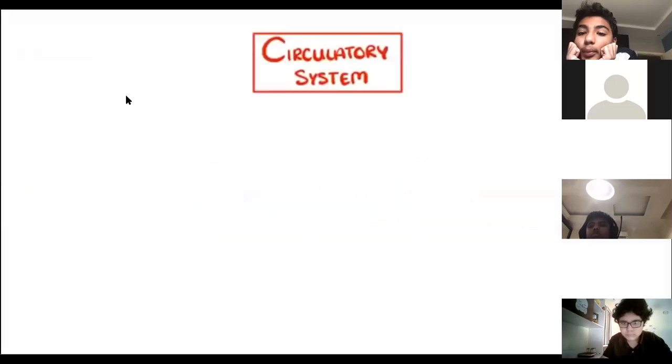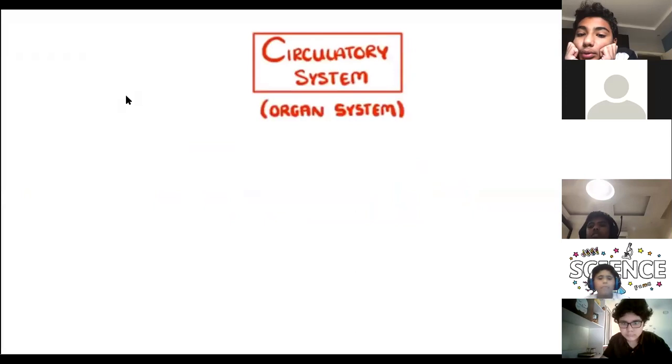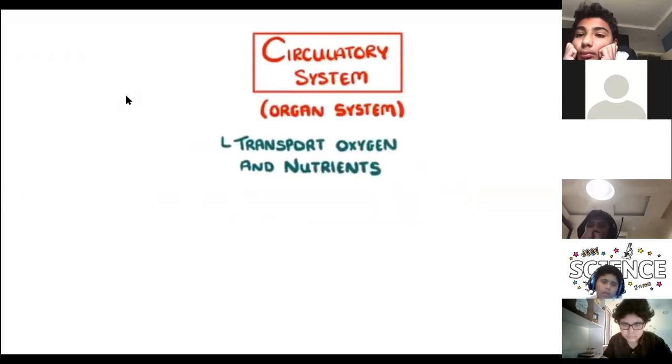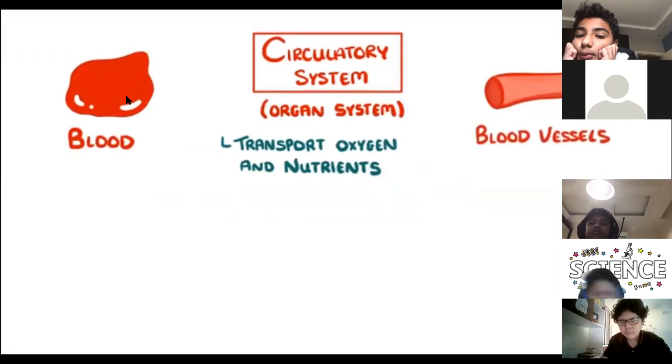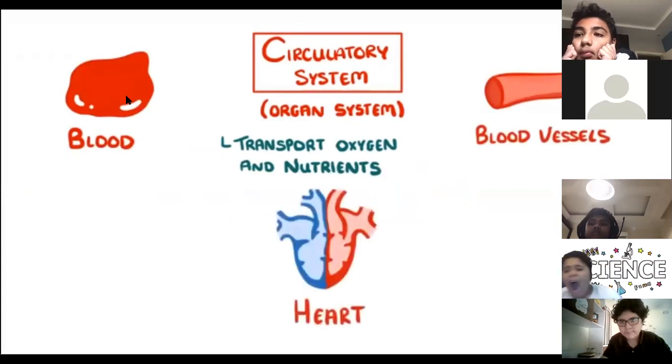The circulatory system is an example of an organ system, and its role is to transport oxygen and nutrients to our body's tissues. This organ system relies on three main things: the blood, which carries the all-important oxygen and nutrients, the blood vessels, which hold that blood, and the heart, which pumps the blood to keep it moving through the vessels. In this video, we'll take a closer look at the structure and the function of the heart. Then in two separate videos, we'll take a look at the vessels and the blood.